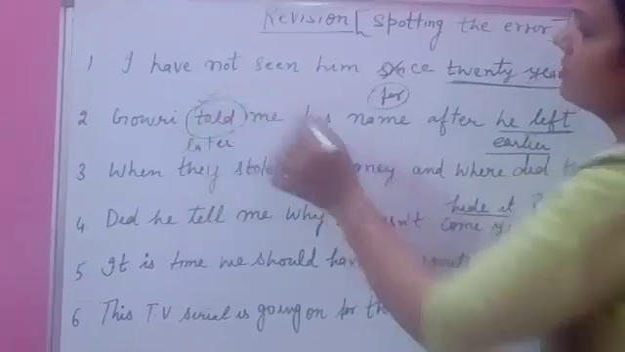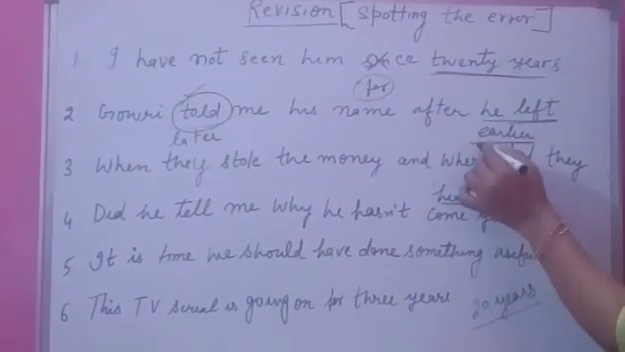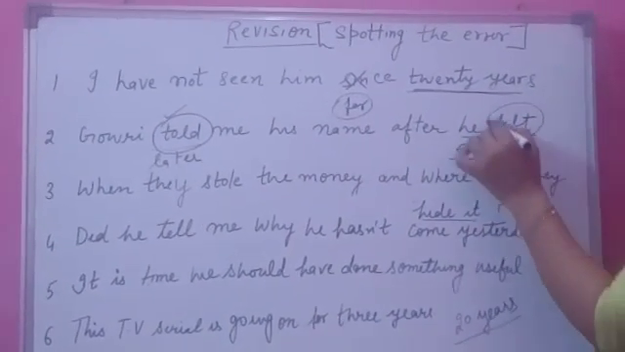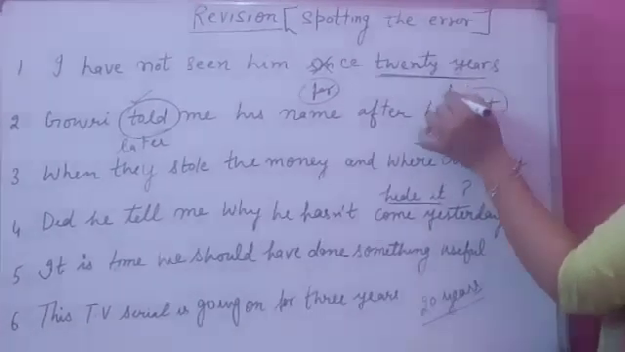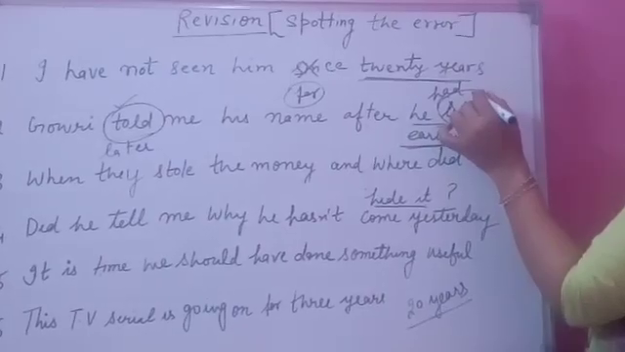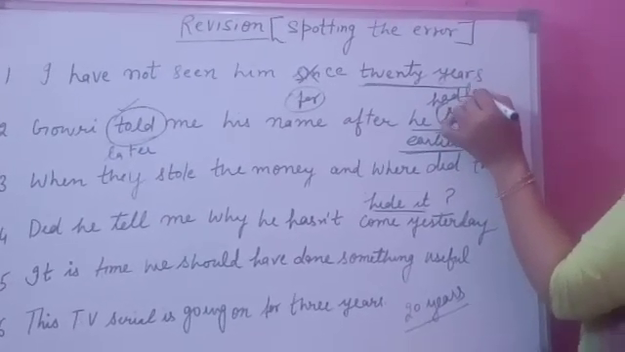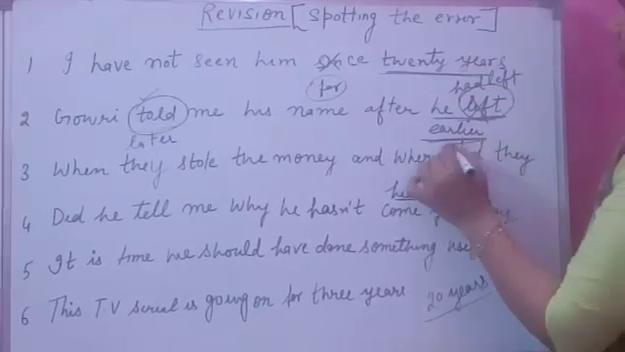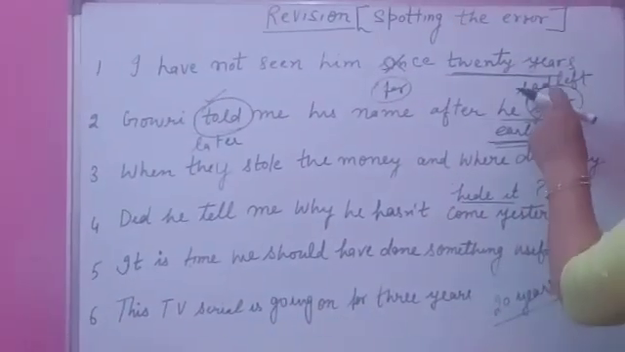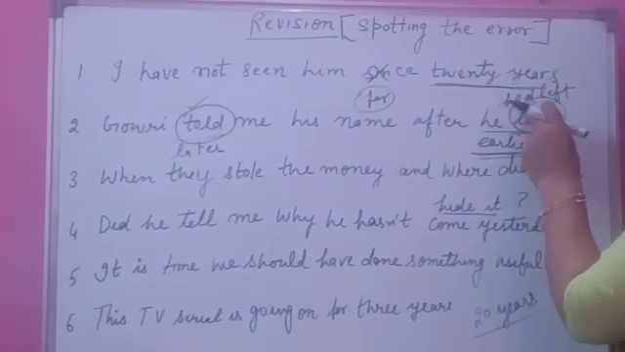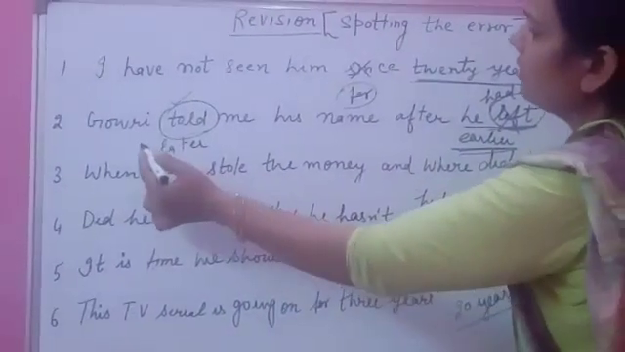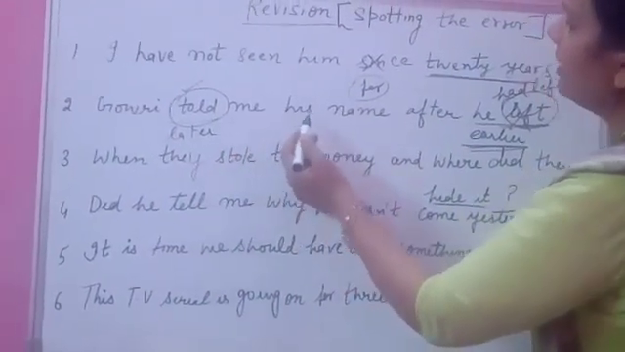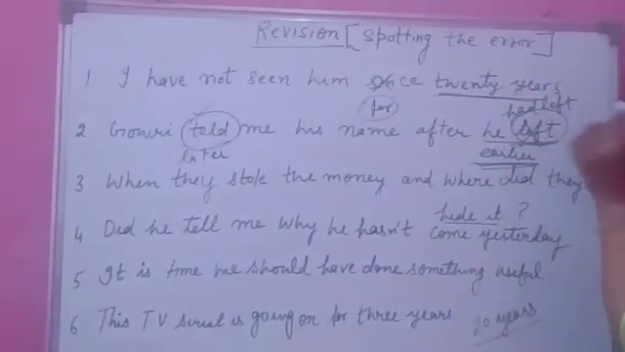It means that this tense is correct. But in the earlier action, simple past tense is there. That's why it is wrong. You have to replace it with "had left". In the earlier action we always use past perfect, that is "had", and after that the third form of the verb. The right sentence will be: "Gauri told me his name after he had left."